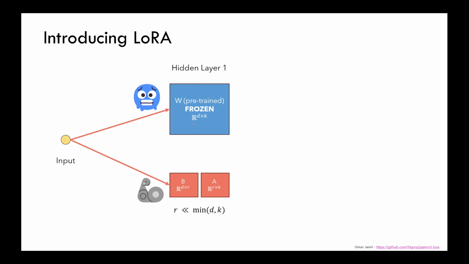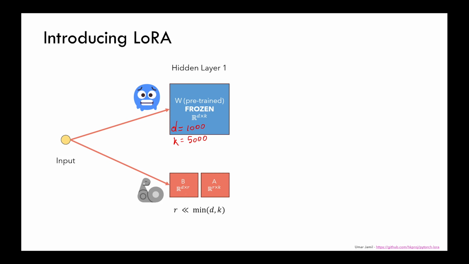First of all, let's look at the dimensions. The original matrix was D by K. Suppose D is, let's say, 1000 and K is equal to 5000. We want to create two new matrices that, when multiplied together, produce the same dimension, so D by K.